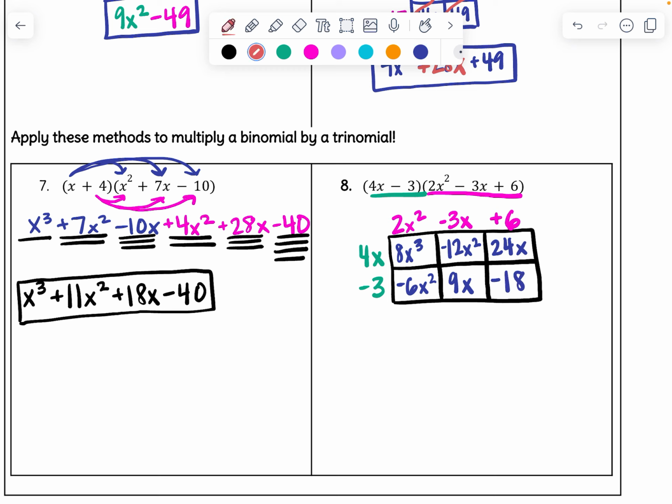Now let's look at the like terms. I can add the x squareds, and I can add the x's. So I'm no longer changing exponents when I'm adding. So my answer will be 8x cubed minus 18x squared after I combine those, plus 33x after I add those, minus 18.